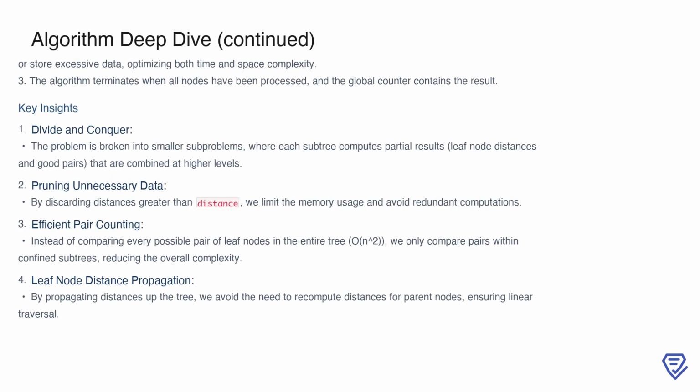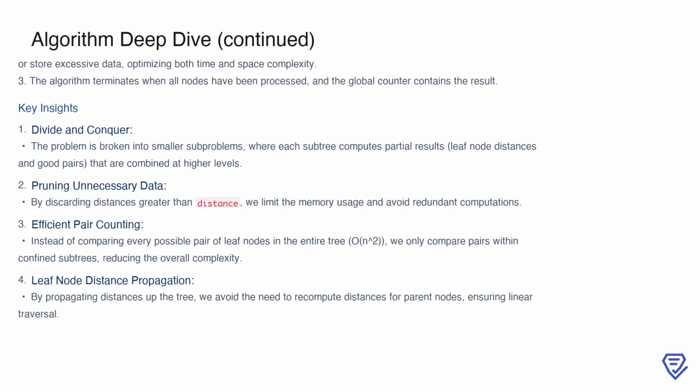To optimize the algorithm, we introduce some important implementation details. We use a global counter to maintain the total count of good leaf node pairs, avoiding the need to pass intermediate results between function calls. At each node, we only track distances up to the given distance. This prevents us from storing unnecessary data and reduces computational overhead. The algorithm leverages a divide and conquer strategy, where each subtree computes partial results that are combined as we move back up the tree.